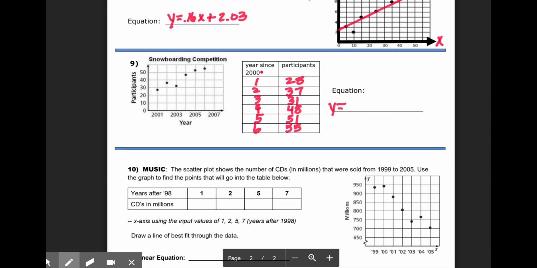And the answer to the equation is y is equal to 5.54x plus 22.27.